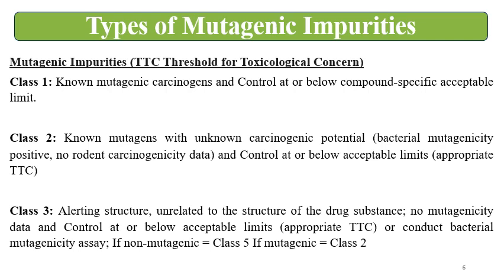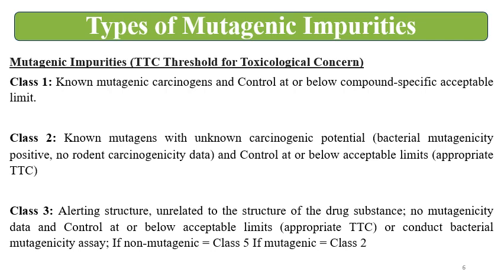Then mutagenic impurities are also divided into some subclasses based on their mutagenicity and carcinogenicity. Carcinogenicity is the ability or property of the impurity to cause mutation and cancer. So class 1 mutagenic impurities are the impurities which are known mutagenic carcinogens, and these are controlled at or below the compound specific acceptable limit. The nitrosamines come into the class 1 type of mutagenic impurities.